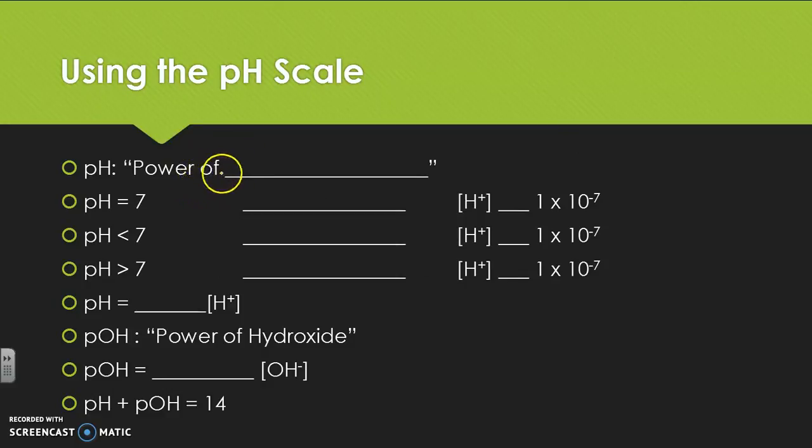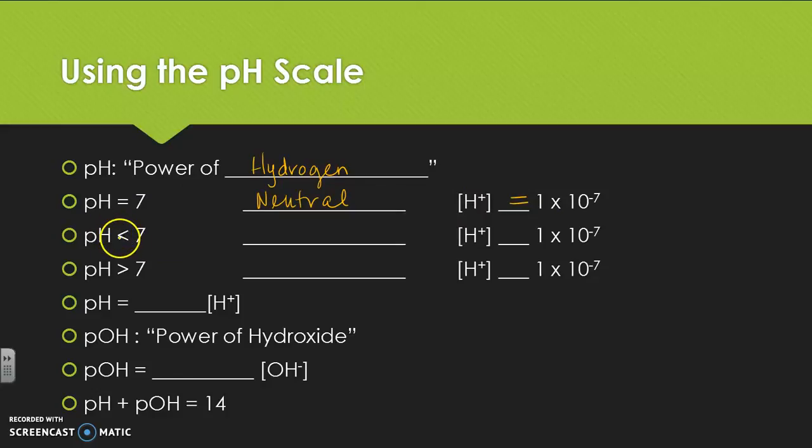So how do we use the pH scale? Well, pH is simply saying power of hydrogen, right? Because we're just talking about how many hydrogens we have. So if we have a pH equal to 7, we say that the solution is neutral, and our hydrogen ion concentration is equal to 1 times 10 to the negative 7th. That was pretty easy, right?